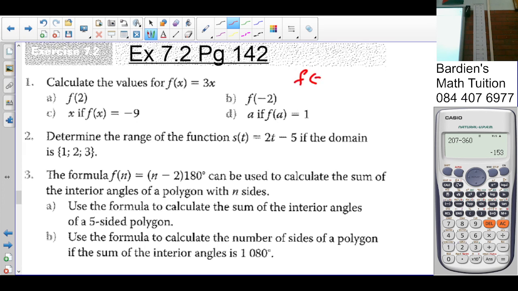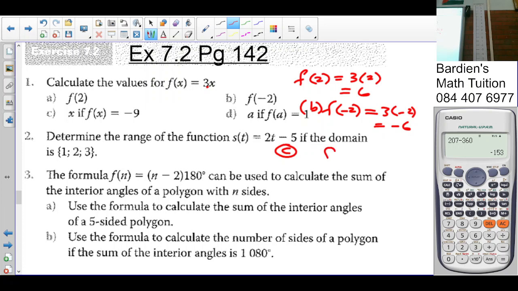So I say f of 2 equals 3 times 2, which is 6. B, f of minus 2. So if I set x to minus 2, 3 times negative 2 is negative 6. So C, what do you notice here? They want you to calculate x if f of x is equal to negative 9. But what is f of x equal to? 3x. The 3x equal to negative 9, divided by 3? Negative 3.